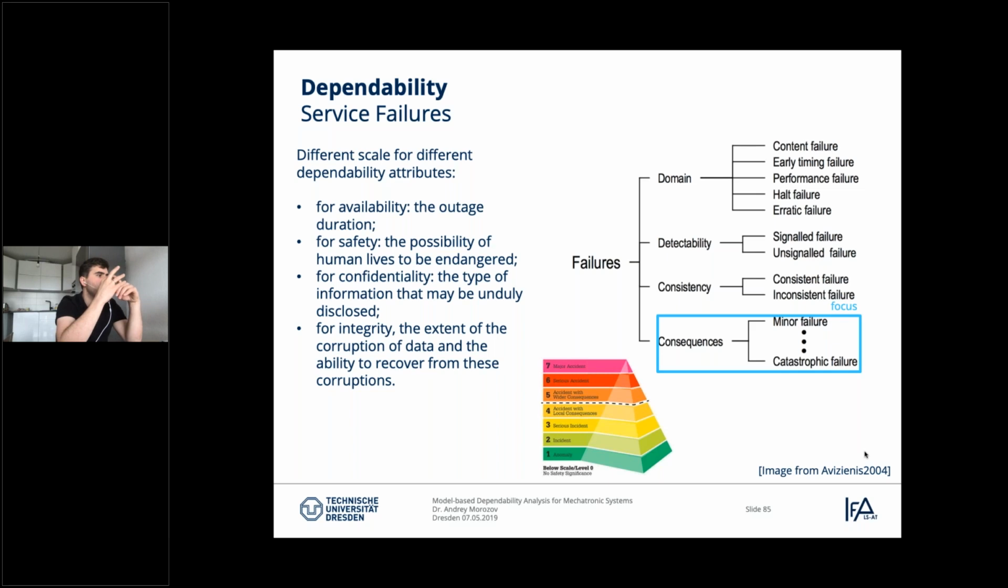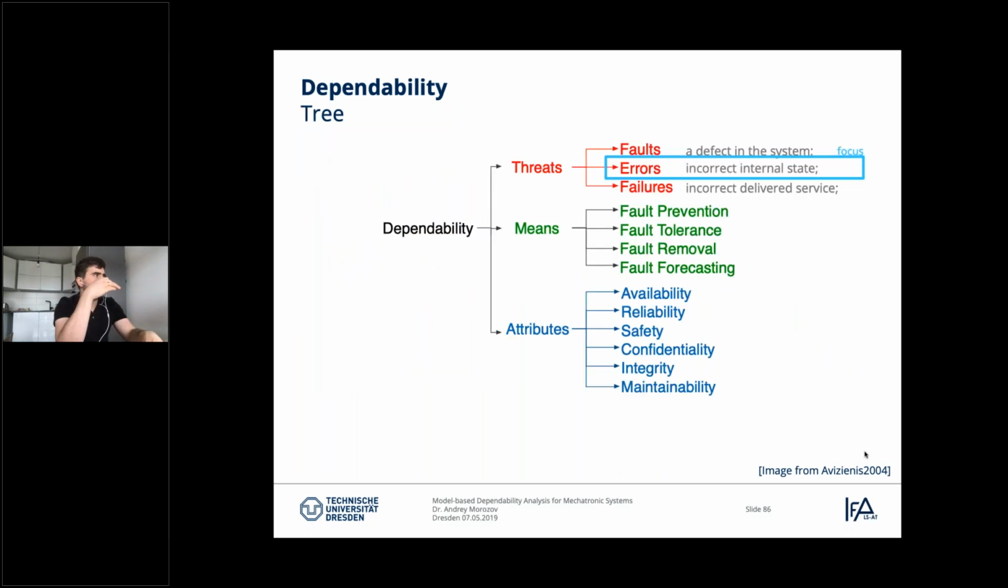Okay. And what I already mentioned today is about the severity. It could be a minor failure, where nothing really bad has happened, or a catastrophic failure. It means a lot of people have been killed, the environment is damaged, and things like that. So now about errors.